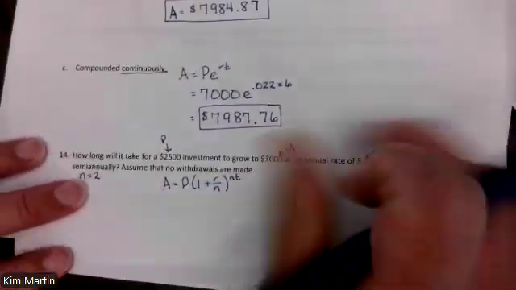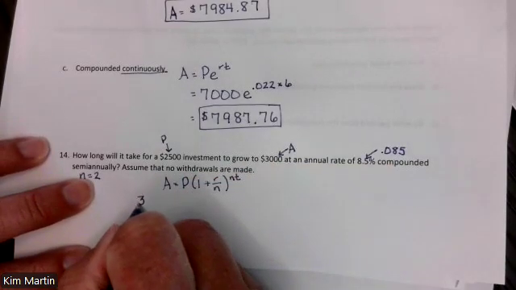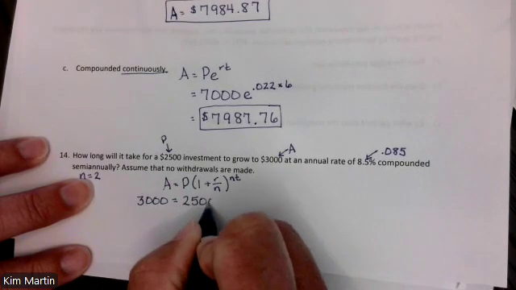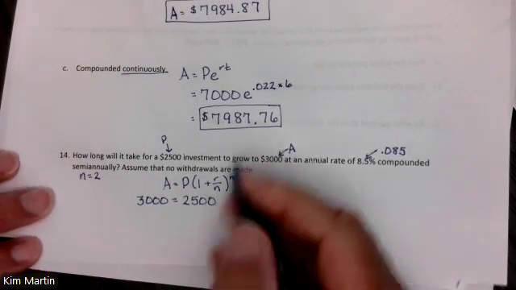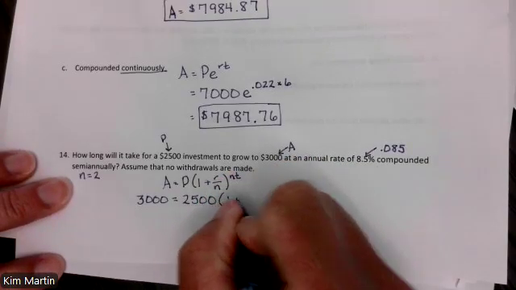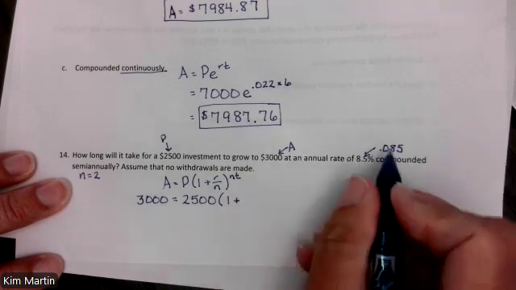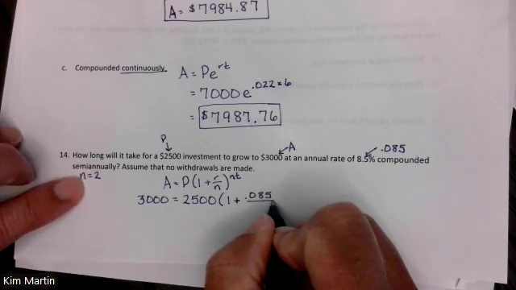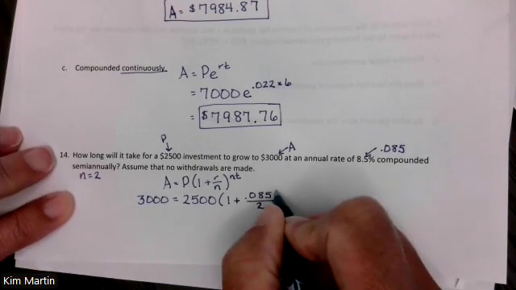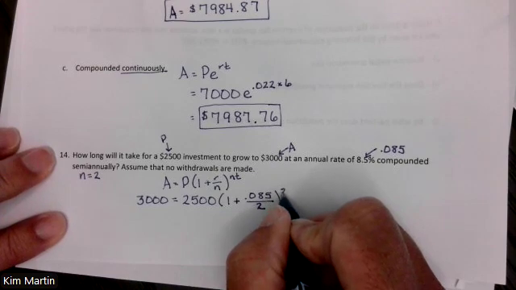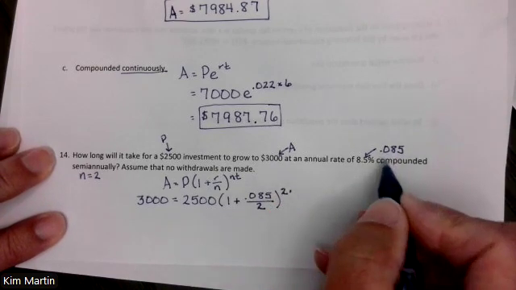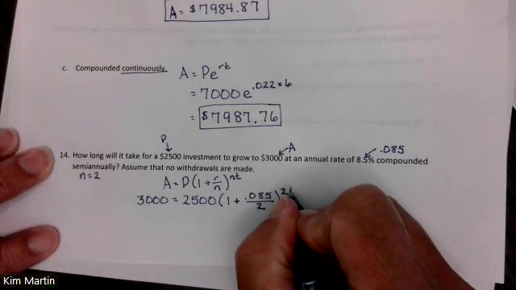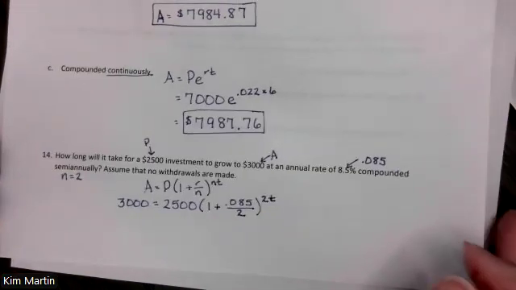I'm running out of room on my desk. We're going to put our 3,000 right here because that's what it's going to grow to. Our initial investment goes here, that's our P. 1 plus our r, which is 0.085, over our n, which is semi-annually, so twice a year, raised to n, which is 2 times our years. Oh, we don't know. That's what we're solving for, times t.